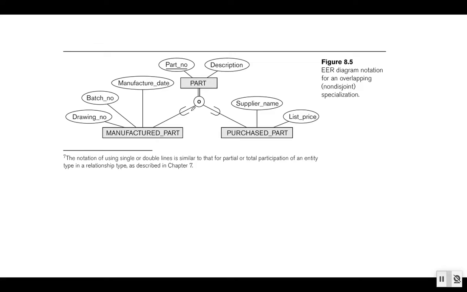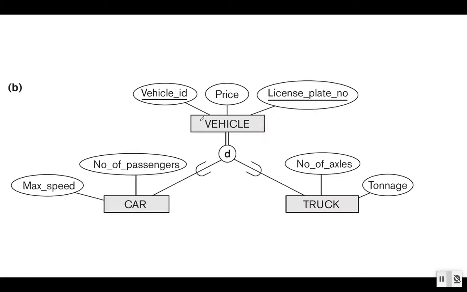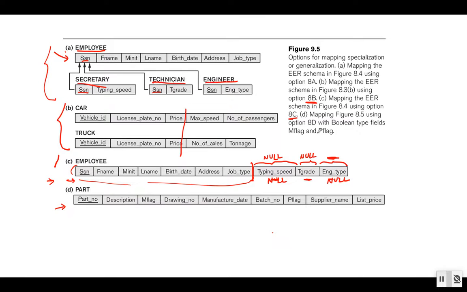This is the example where we are doing the mapping from the part specialization, and this one is an overlapping specialization. We are implementing the last option, 8d, where we do a single relation. As this is overlapping, we include all the attributes, but we also include a flag attribute for each subclass. For example, if the entity belongs to manufactured part, the M flag will be 1, and if the entity belongs to purchased part, the P flag will be 1.